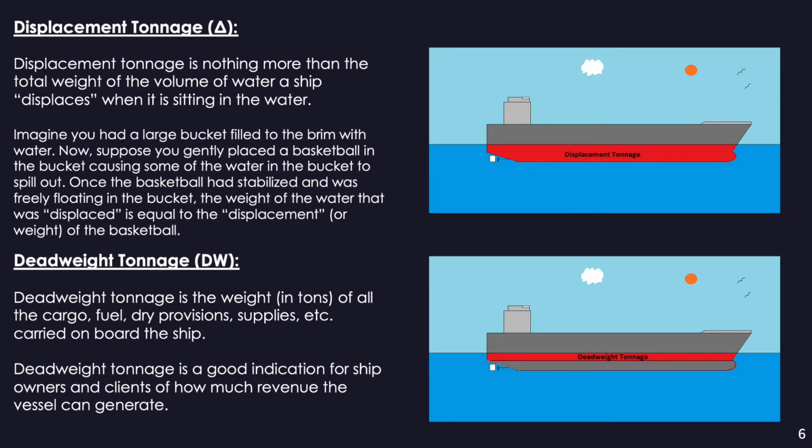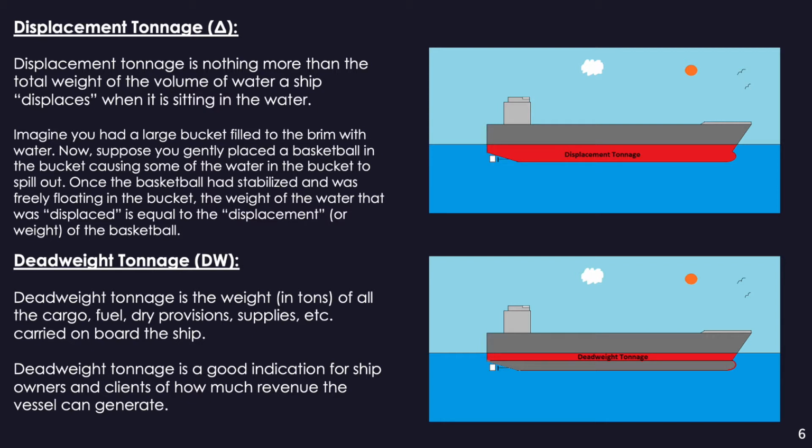What is displacement? And what is deadweight? Displacement tonnage, delta, is nothing more than the total weight of the volume of water a ship displaces when it is sitting in the water. Imagine you had a large bucket filled to the brim with water. Now, suppose you gently placed a basketball in the bucket, causing some of the water in the bucket to spill out. Once the basketball had stabilized and was freely floating in the bucket, the weight of the water that was displaced is equal to the displacement or weight of the basketball.